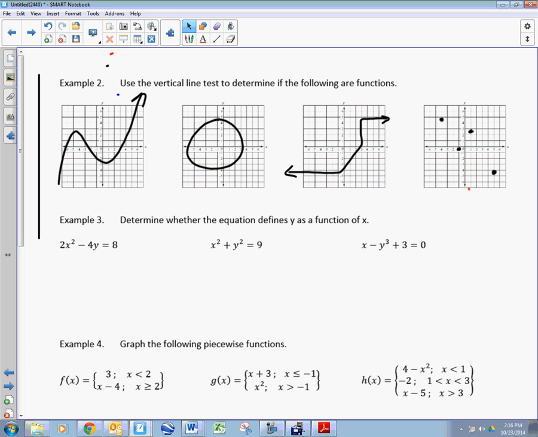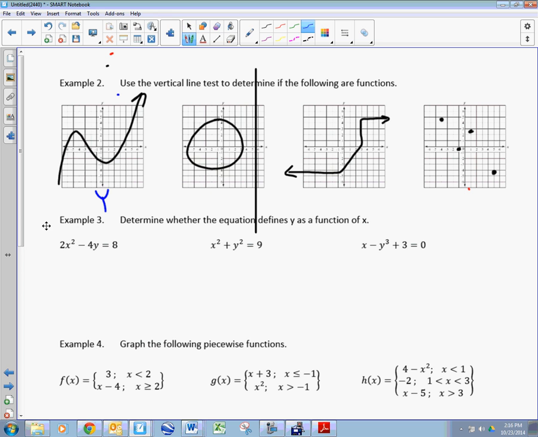So therefore, we take this vertical line and drag it across. Is this a function? Yes. Is this a function? No. Is this a function? Am I okay here? Here? Here? So what's the problem? Oh, right there. It's got more than one point on a vertical line, and so it is not a function. No.